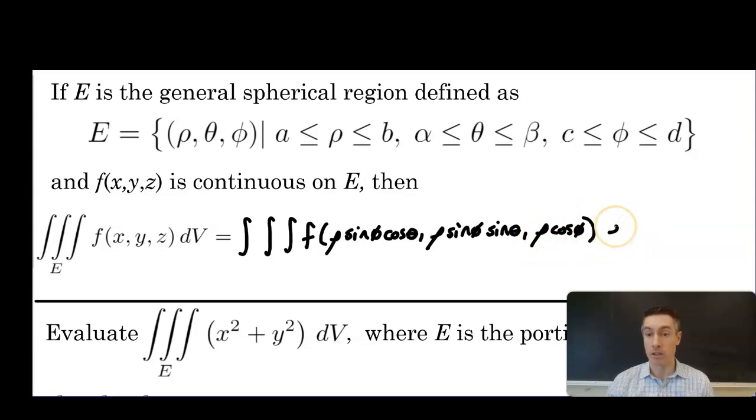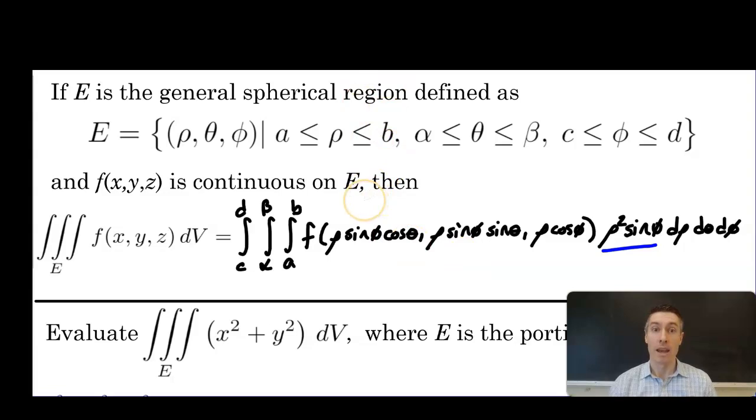dv, as we just established, is rho squared sine phi d rho d theta d phi. So this is also a good review of our conversion formulas, since we'll need those as well. And then putting the bounds in, rho goes from a to b, theta goes from alpha to beta, and phi goes from c to d. So convert everything into spherical coordinates. Our bounds should be in terms of spherical as well. We don't forget that factor of rho squared sine phi, and then we're good to go and integrate.